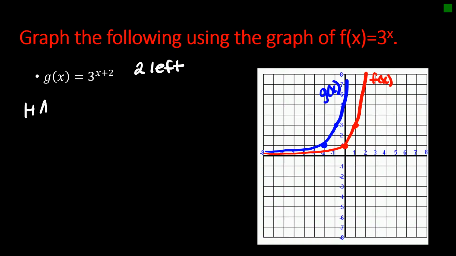So our horizontal asymptote did not change. It's the horizontal line y equals 0. Our domain does not change. And when we're shifting the graph left or right, we haven't moved it up or down, so our range stays the same as well.